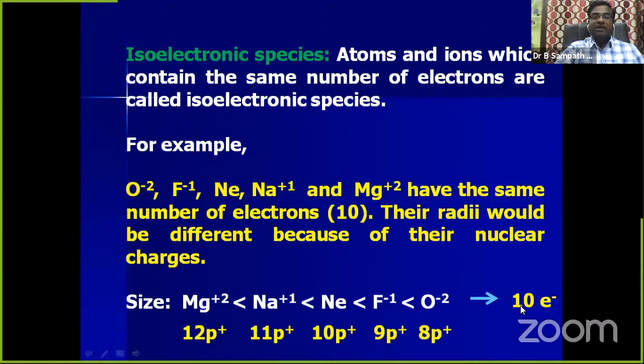That's why the radius of the magnesium ion is very, very less compared to sodium, neon and so on. So the ionic radius of the oxide ion is more compared to these. Why? Because there is less attraction between these 8 protons and 10 electrons.